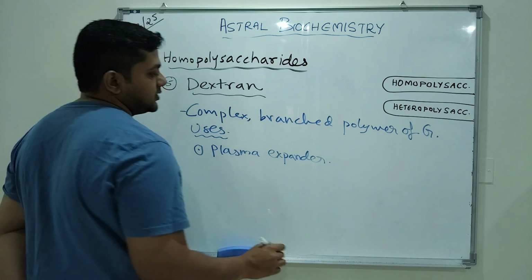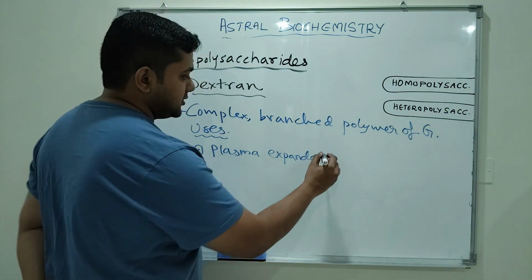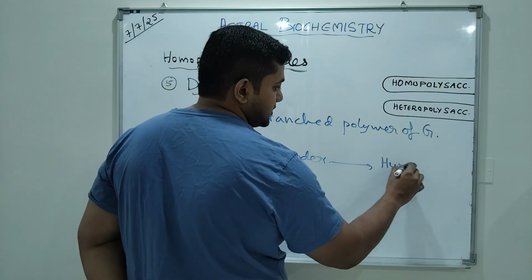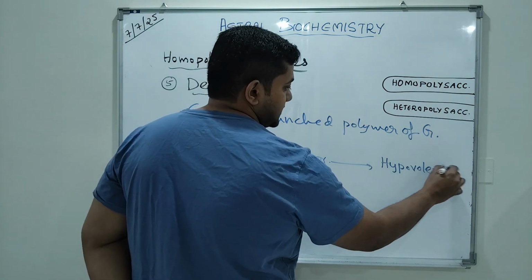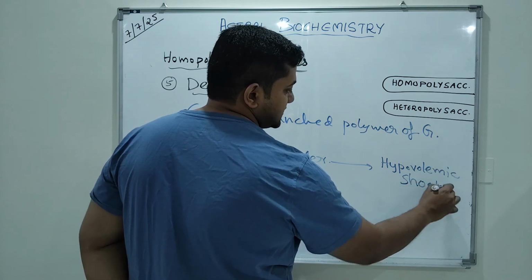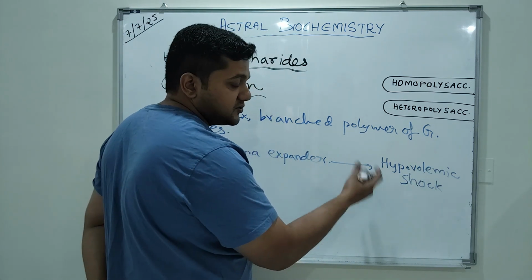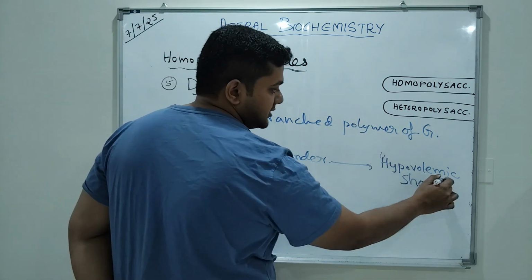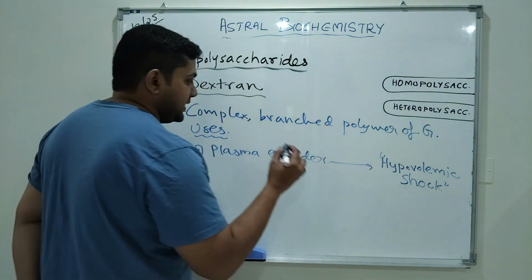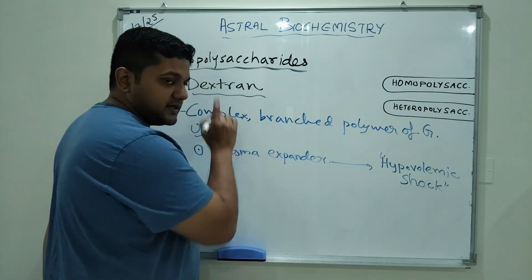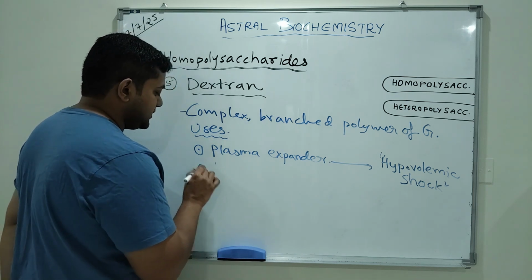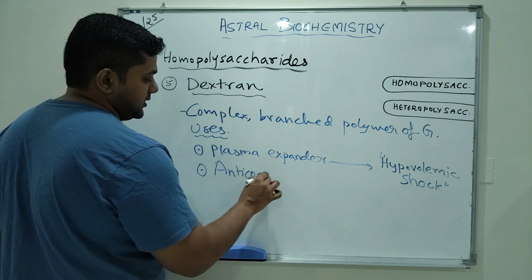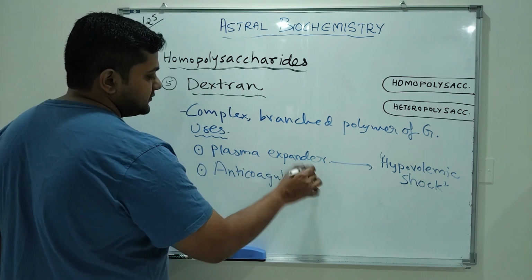You will see when you have emergency medicine posting or casualty posting in a hospital, in hypovolemic shock. It is given in hypovolemic shock, as the name indicates, because of blood loss or dehydration, usually severe blood loss due to road traffic accident or something. If the patient loses a lot of blood, he or she will go into hypovolemic shock, and we can correct it with a plasma expander like dextran. Now it is also used as an anticoagulant. So these are the medical applications of dextran.